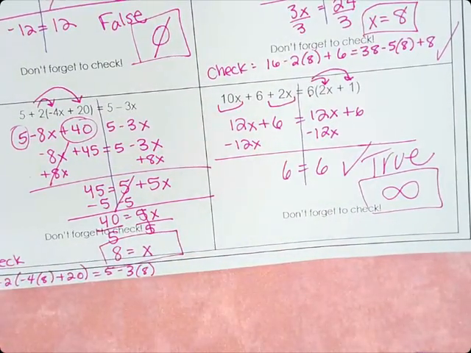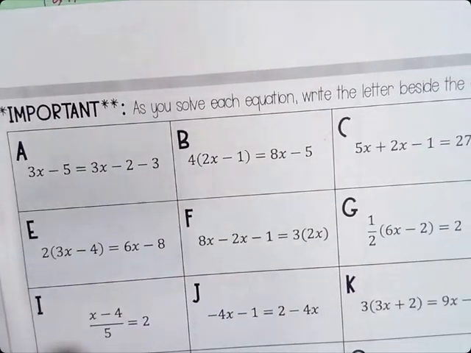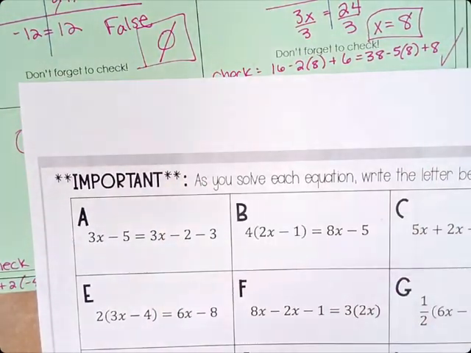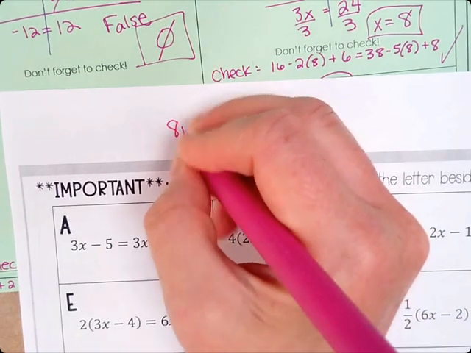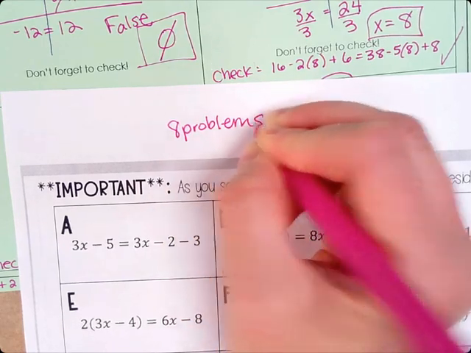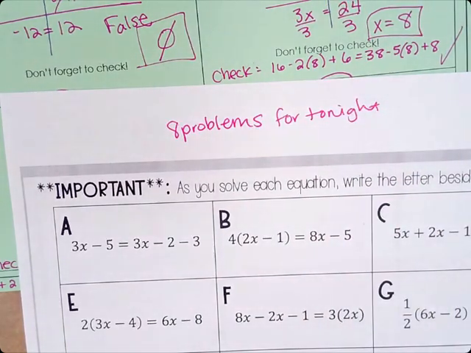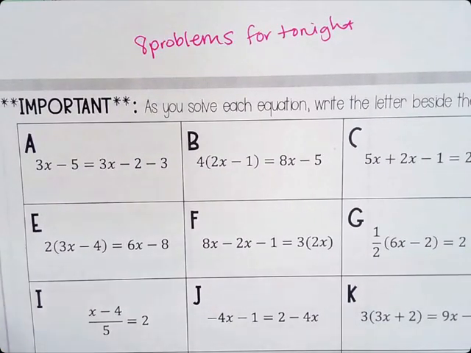Okay, this is going to be glued in on page 18 in your journal. Your assignment is to just do 8 problems right now. Tomorrow we'll finish the other 8 in class. So 8 problems is your homework. And so it says, as you solve each equation, write the letter beside the equation on your notebook. Obviously, there's not enough room for these, so you're going to have to do it on a sheet of notebook paper.